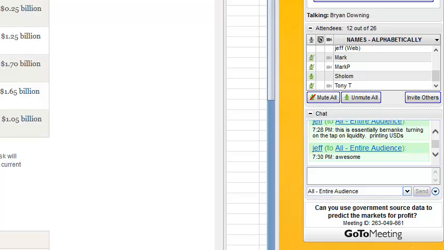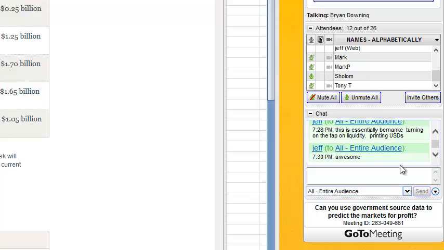Right. Interesting. Anybody have any questions for Jeff? I don't think you'll get access to a guy like this who's got this kind of experience. Anybody got any questions? So yeah, we've already talked about Jeff's last comment. Essentially, Bernanke turning on the tap of liquidity, printing U.S. dollars. Doesn't look like anyone's got any questions on that.